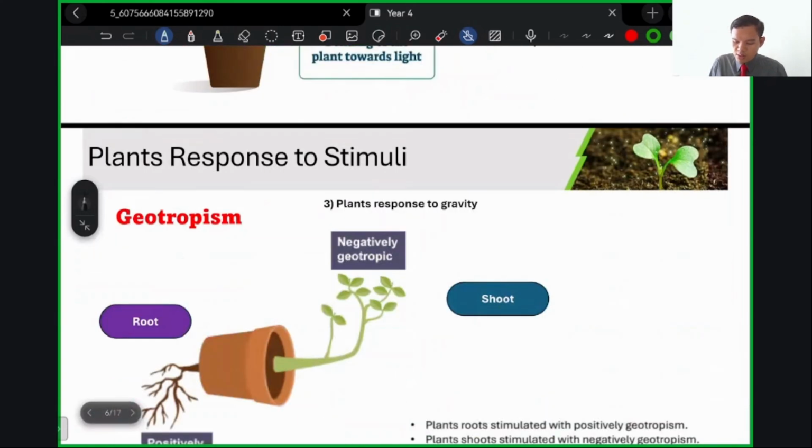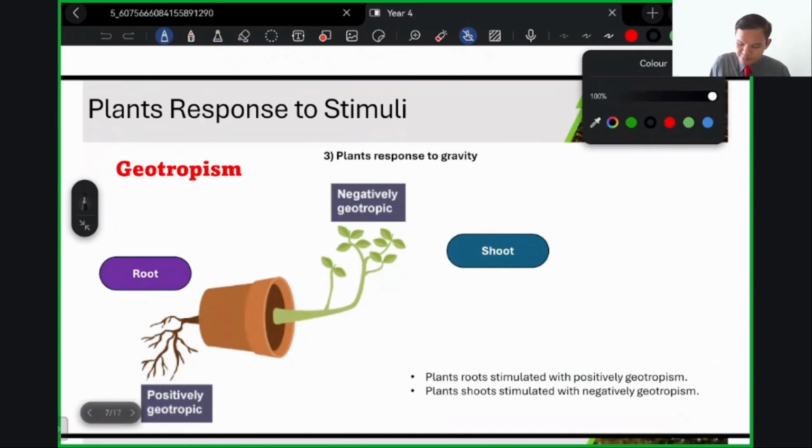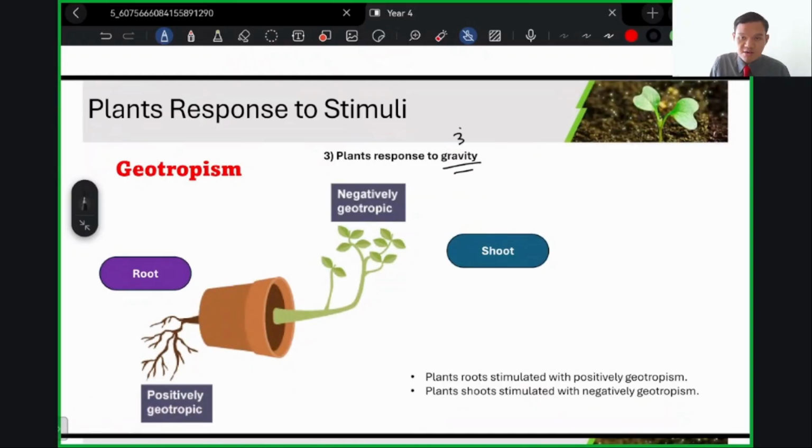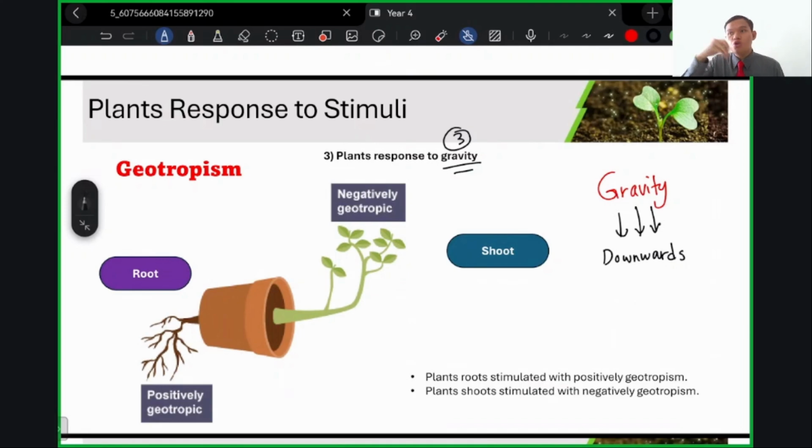Now let's look at the third stimuli, which is gravity. What is gravity? Anyone know? Gravity is a force of attraction that attracts everything downwards. For example, if you jump from a building, will you go down or go up? Of course, you will go down. Why? Because of gravity.